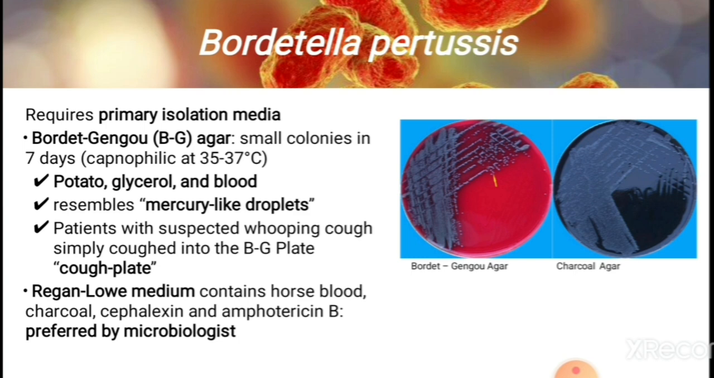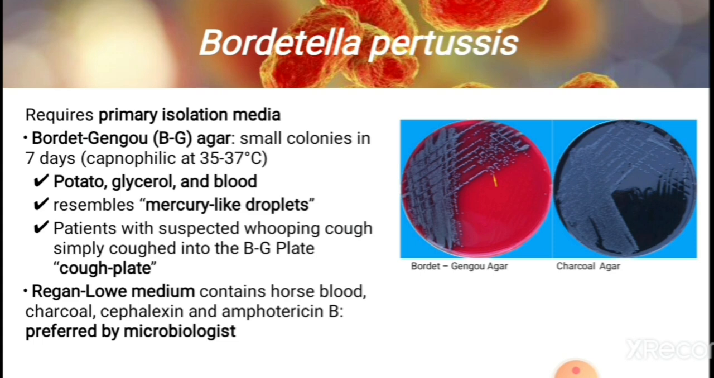We also have the Regan-Lowe medium aside from our BG agar. The Regan-Lowe medium contains horse blood, charcoal, cephalexin, and amphotericin B. This is preferred by most of our microbiologists, the Regan-Lowe medium. As for the specimen for our Bordetella pertussis, you can use a saline nasal wash or, of course, the cough plate or nasopharyngeal swabs.